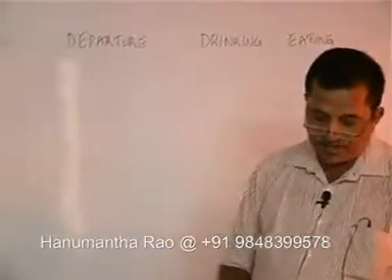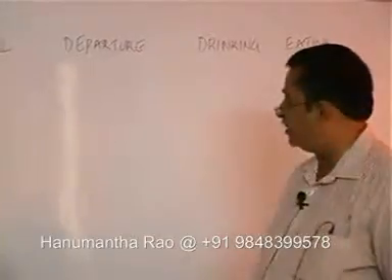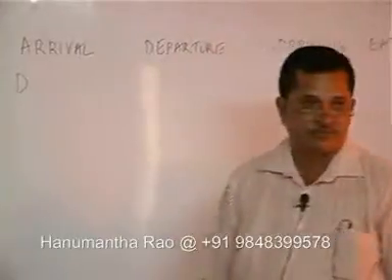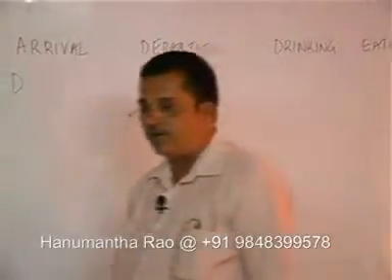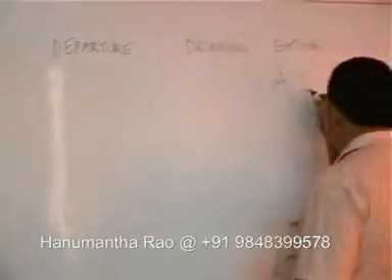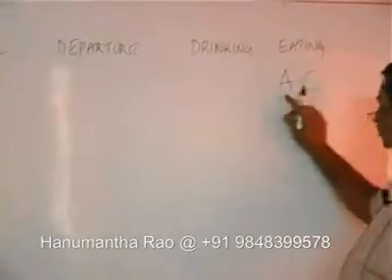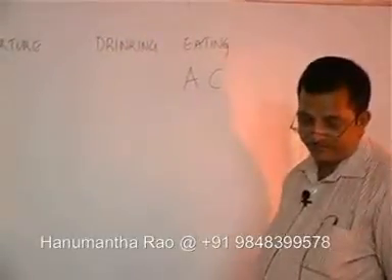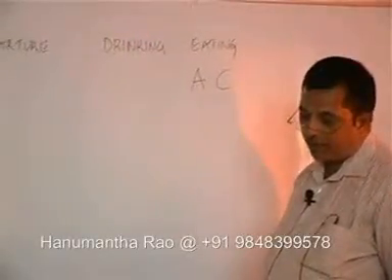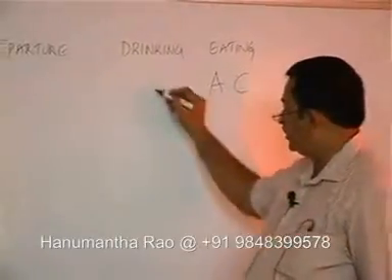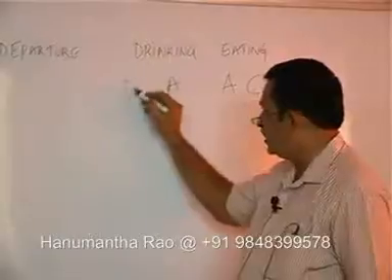Among 5 friends, D came to the party before everyone. Arrival, D is first here. C ate more than A, means A ate less than C, but took a drink more than D and B. A took drink more than D and B.